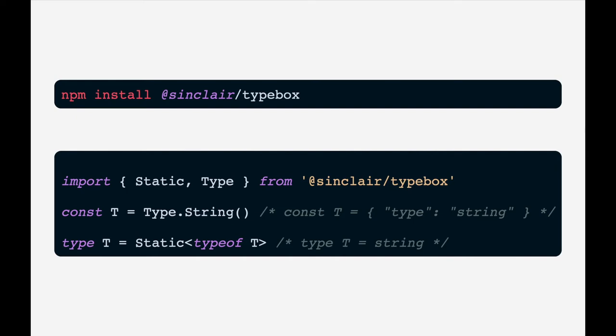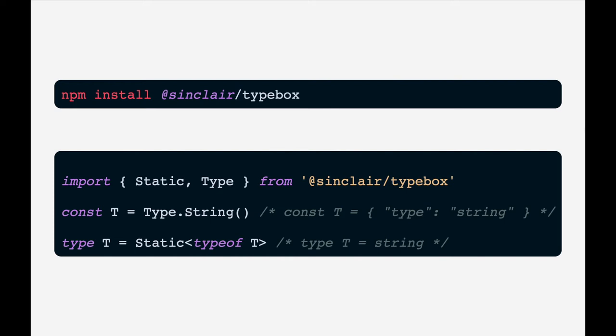And so the Typebox API is a very fluent-like API, where you can see here on the second line of the second code block, we're defining a constant variable t that is a call to the Type.String method. This results in that t variable being an object with a single property type assigned to the value string. This is a JSON Schema.